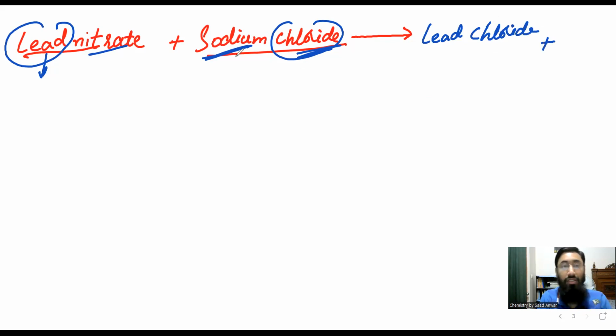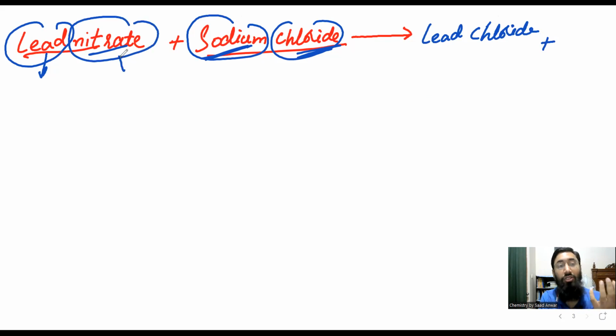The other product: this is the first portion of the salt, so this is the positive portion, and this is the second portion of the salt, so this is the negative portion. The positive portion combines with the negative portion. This is the way we figure out the nature of the product which will form when two salts are mixed together. So my next product is sodium nitrate.